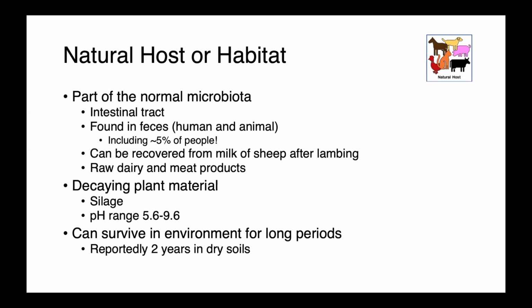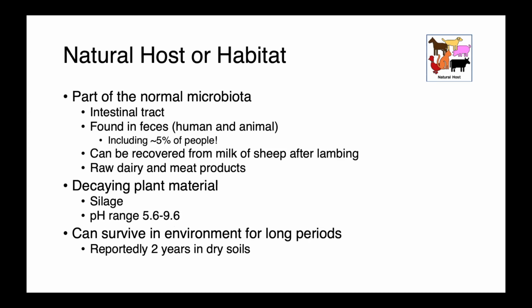Of relevance to our ruminant species, Listeria monocytogenes readily replicates in decaying plant material. So we find it in silage, which is improperly prepared. This is a fermented forage product, which is acidic, which means it has a low pH. And when improperly prepared, so if the pH doesn't go down enough, if it doesn't become acidic enough, if it doesn't go below this 5.6, we can get growth of Listeria monocytogenes.